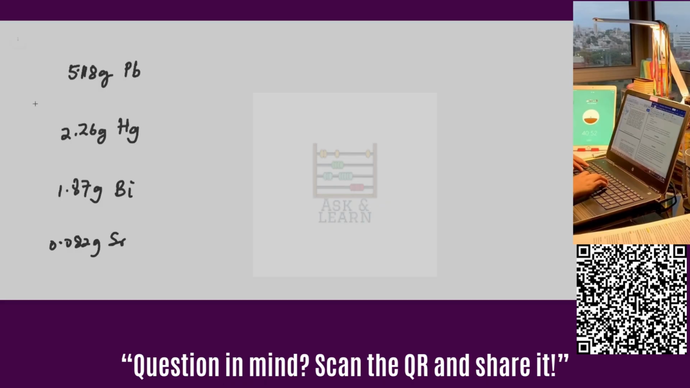In problem 89 of chapter 1, Intros, Chemistry, Structure and Properties, we've been asked to determine the number of atoms in each of these samples. So the first sample is 5.18 grams. In order to determine the number of atoms, the first thing you want to do is determine the moles, right? And then after you determine the mole, you can multiply that mole by Avogadro's number to give you the number of atoms.